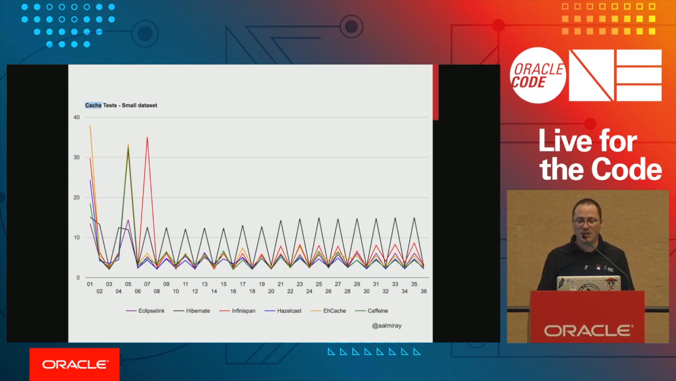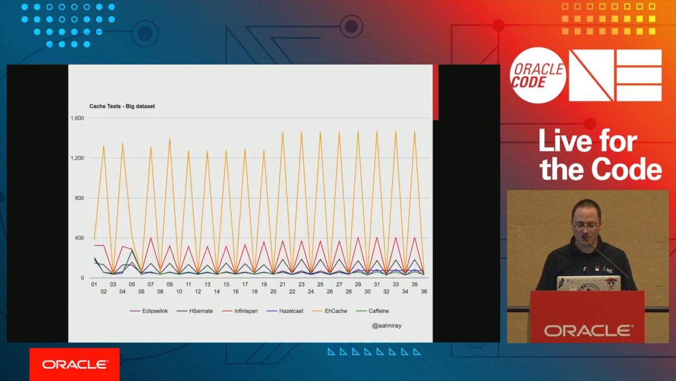This is just a small data set. Every time that we load the data, it fits completely in the cache, so there is no cache invalidation. Now that we load the big data set, we expect to see cache misses and cache invalidation. And now we get this picture. At the bottom, almost flatlining, you can see Eclipse Link. And that also is Hazelcast and Caffeine. The yellow line, that is EHCache.